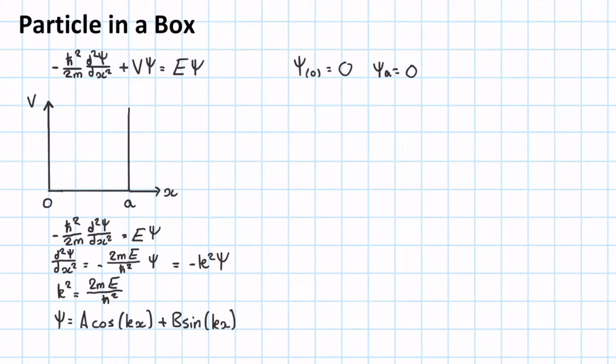The first boundary condition is satisfied by discarding the cos kx term, and this gives our solution in the following terms, that phi is equal to B sine kx. And the second boundary condition is satisfied by saying that ka is equal to n pi.